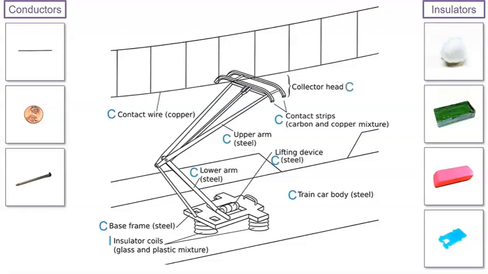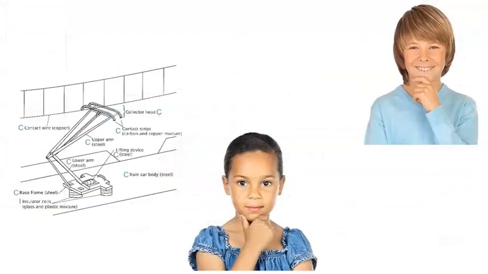Great. Use your finger to trace the path of electricity from the contact wire to the top of the train. Did you trace a path that looks like this? Awesome. Now let's explain how conductors and insulators work together in the pantograph.